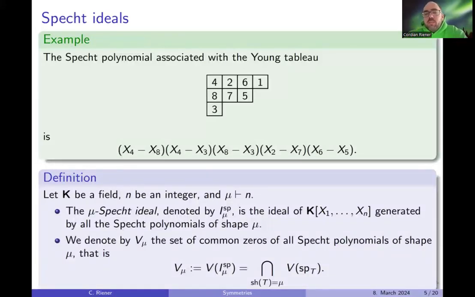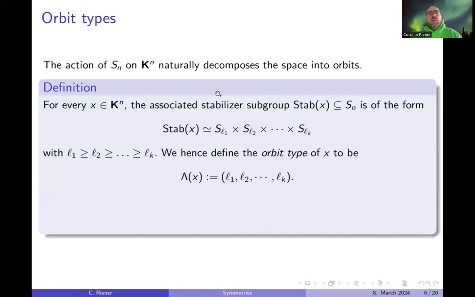And of course, whenever we have an ideal, we can look at the corresponding variety, which is just the variety corresponding to the ideal. And this will be just called the Specht variety. Okay, so now we have defined a combinatorially interesting object. You might think, why did we do that? Let me just say something else, which will be important in just a minute.